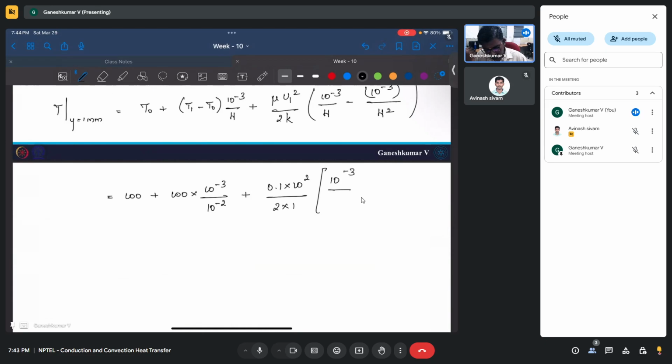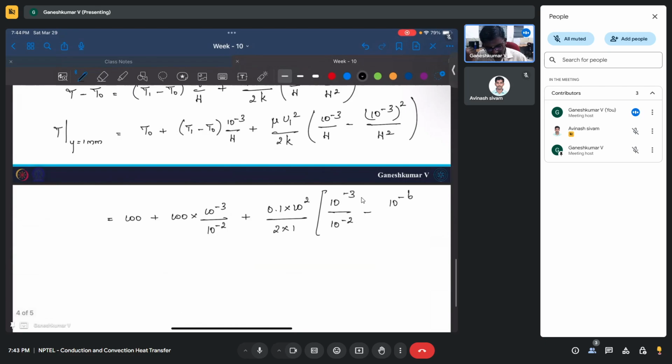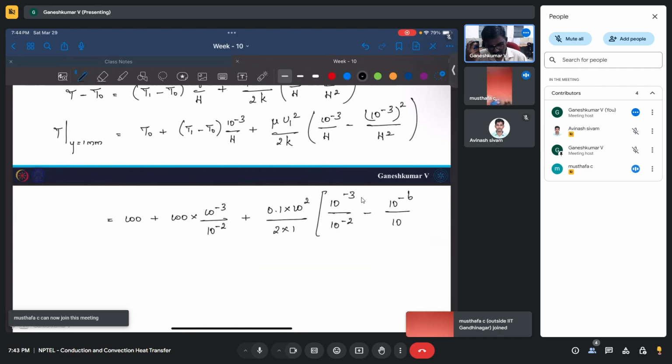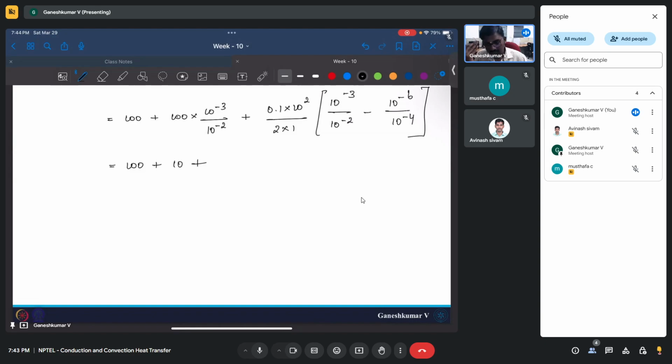10 power minus 3 by 10 power minus 2 minus 10 power minus 6 by 10 power minus 2 squared is going to be 10 power minus 4. Okay. Now if you simplify this, what happens? 100 plus 10 power minus 2 is 10 plus. So if you do not have viscous dissipation, it's going to be simply these two. But we have viscous dissipation also. Okay. So now you have to simplify this.